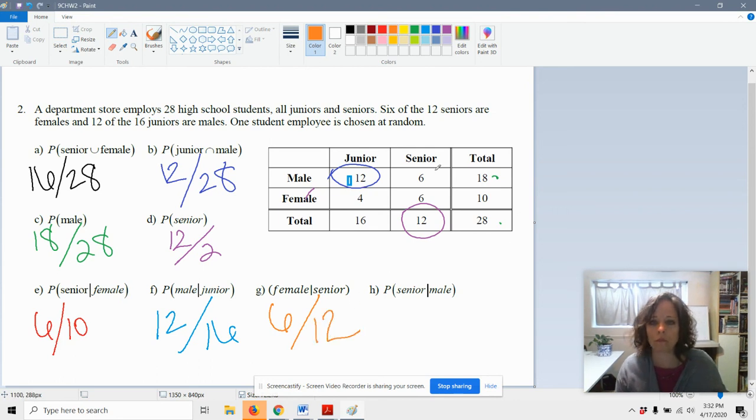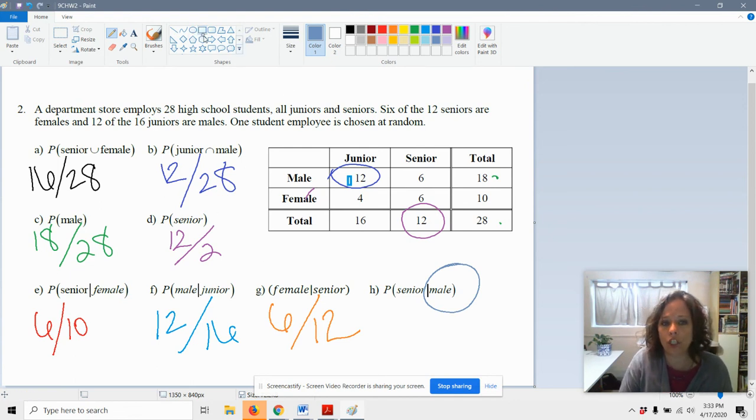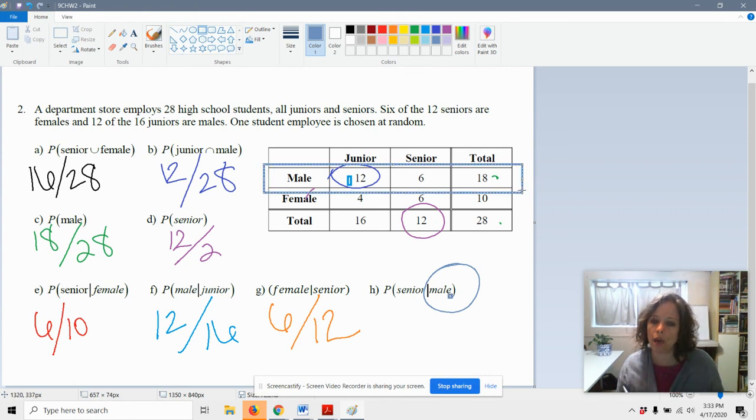Okay? So our last one is the probability of being senior, but conditioned on being male. Again, we're just looking at the data in that conditional category. In that conditional category, we're only looking at data in the male category, nothing else. Our total number of seniors in the male category is 6. The total number in the male category is 18. Okay? So that's how you do problem number 2 of the 9C homework.